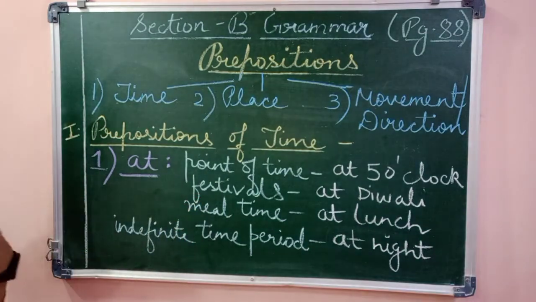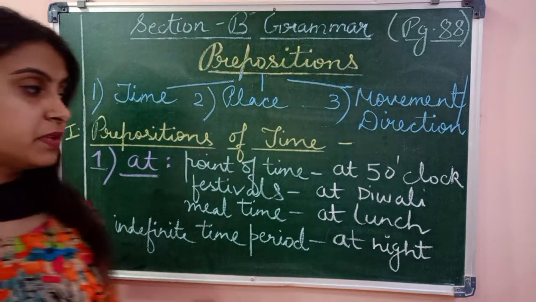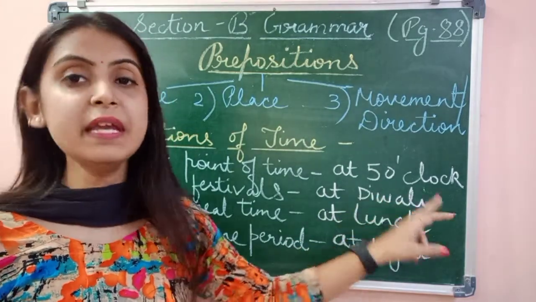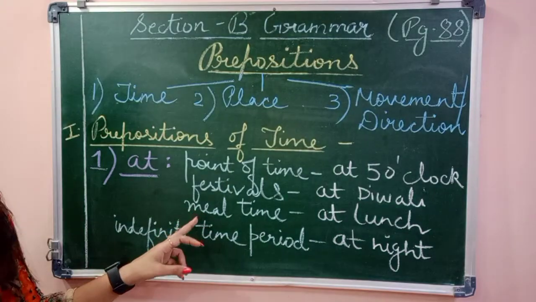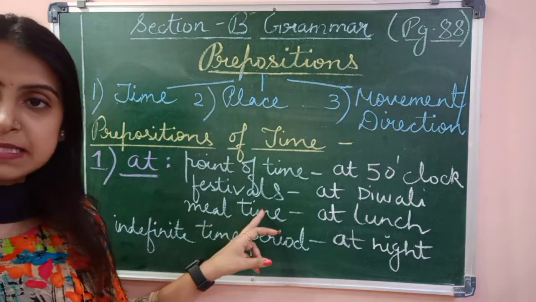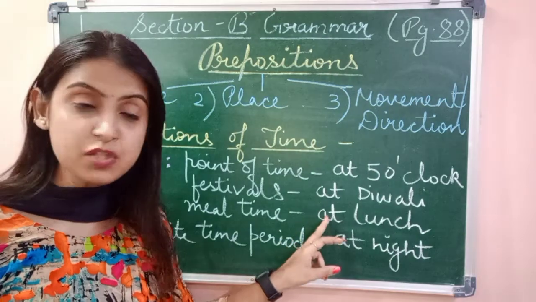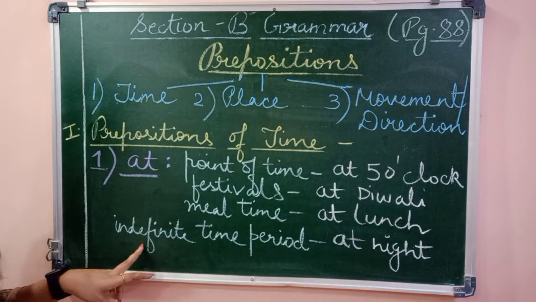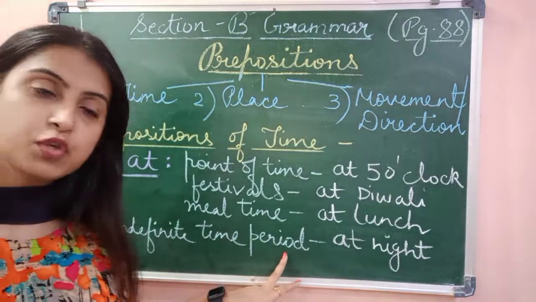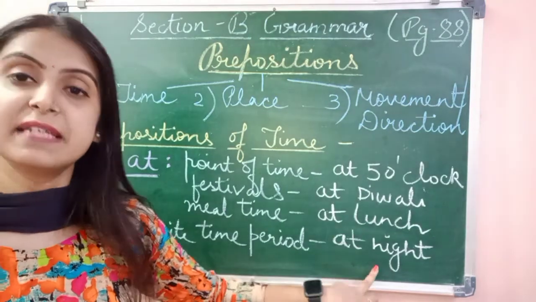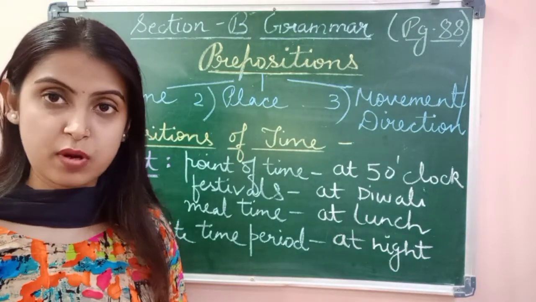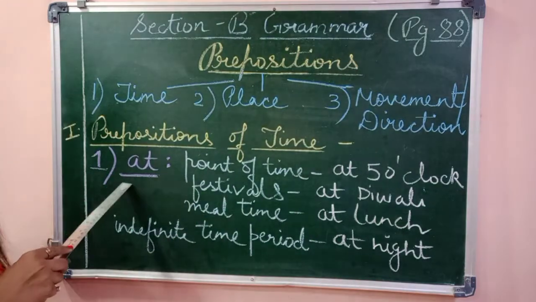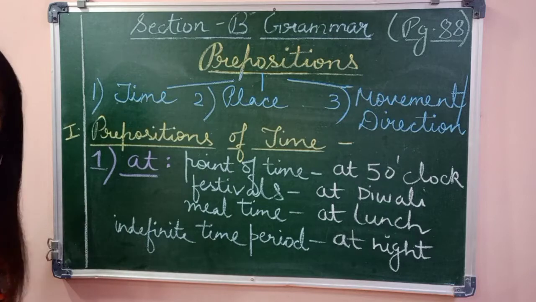Then it is used to talk about festivals. For example, at Diwali, at Christmas, at Holi, etc. It also is used before meal time. For example, at lunch, at dinner, etc. Then for indicating indefinite time period, we also use at. For example, at night, at dawn, etc. Right? So these are the uses of preposition at. At is used as a preposition of time. Okay.